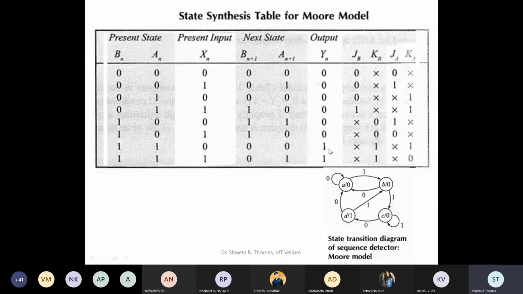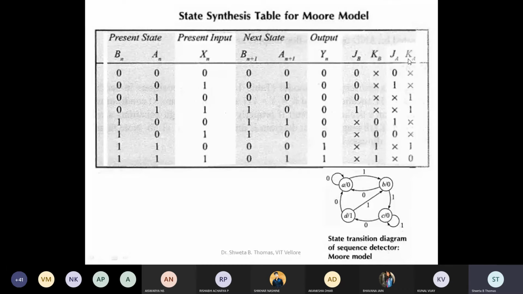Here only detection is completed. When it is at state D, input is 1, next state is 0, 1, that is B, okay, and output is 1 because here detection completes. In this state D, output will be 1. So this way we can fill these entries.